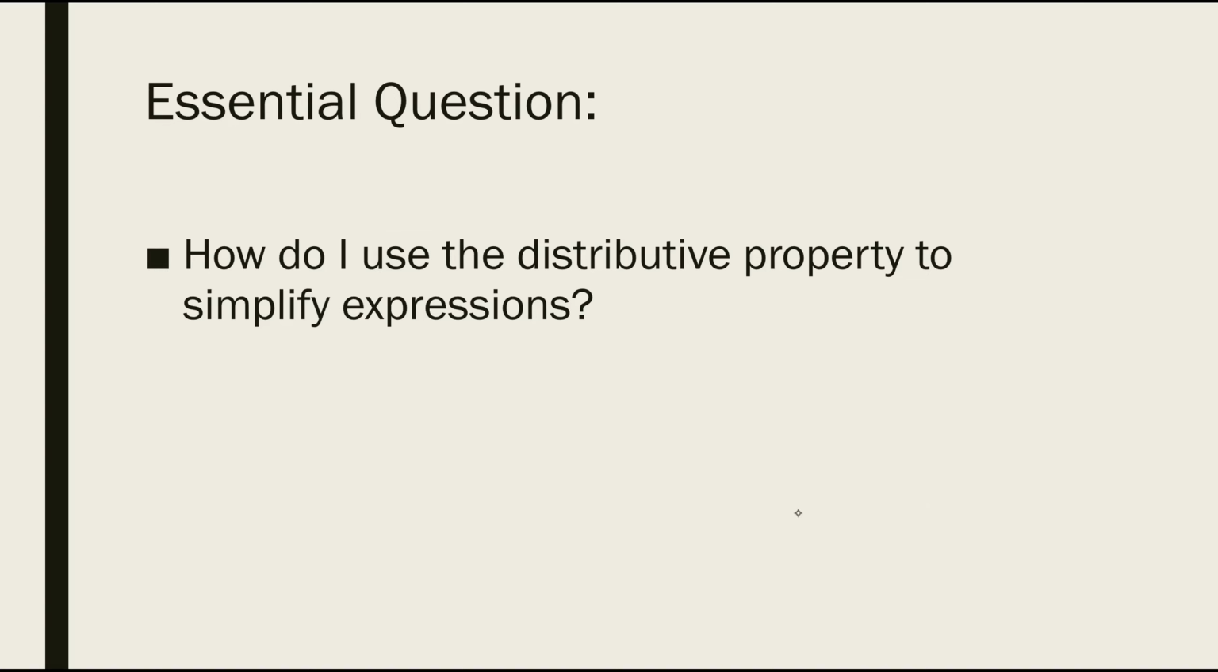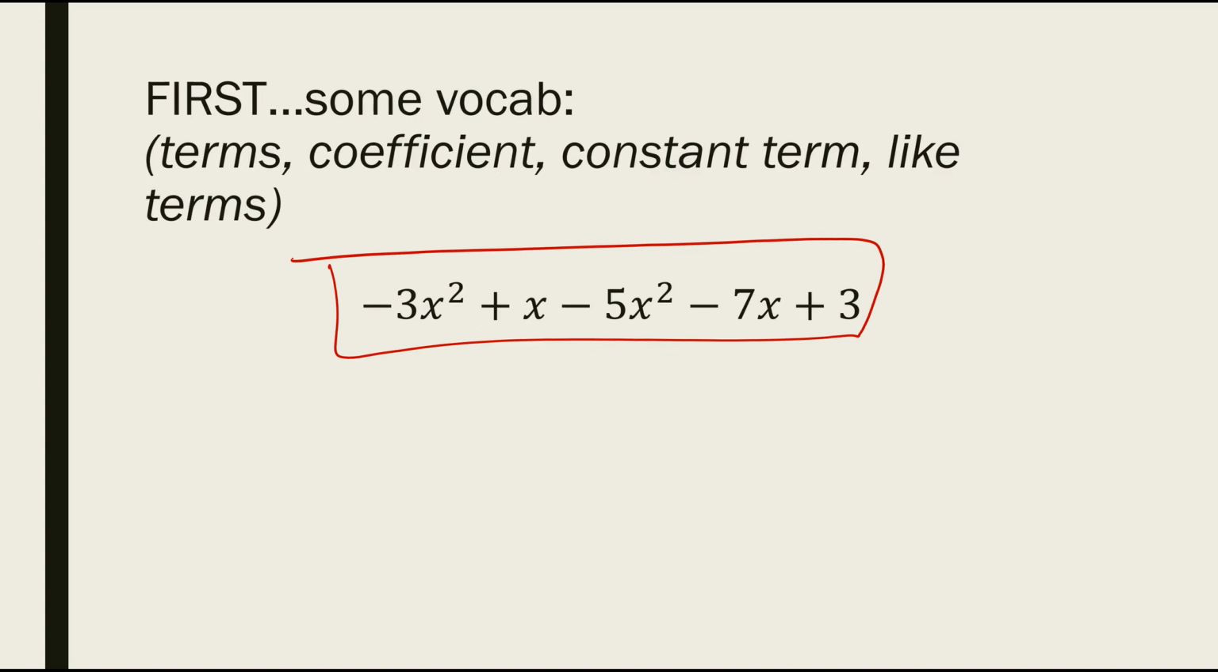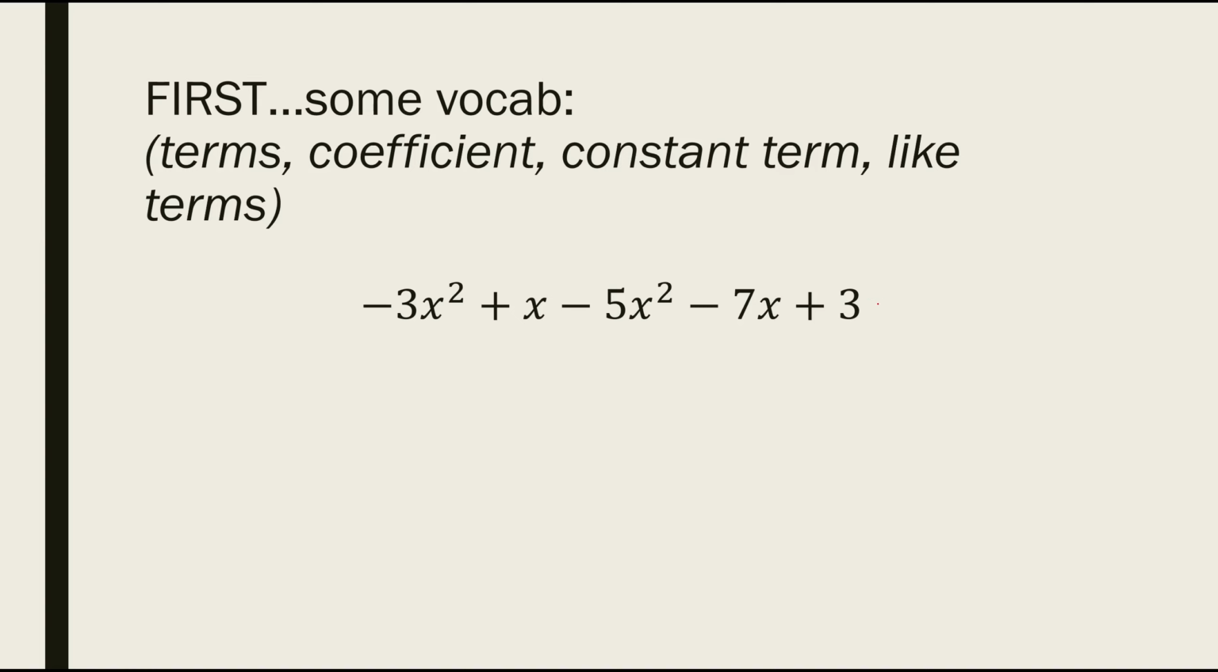The essential question is, how do I use the distributive property to simplify expressions? Now, before we get to all the fun, we need to talk about what expressions are exactly and some different vocab associated with them. Here's an expression. This whole thing is an expression because it's a collection of math symbols and variables. There is no equal sign. That's not there, otherwise it'd be an equation. It's just an expression.